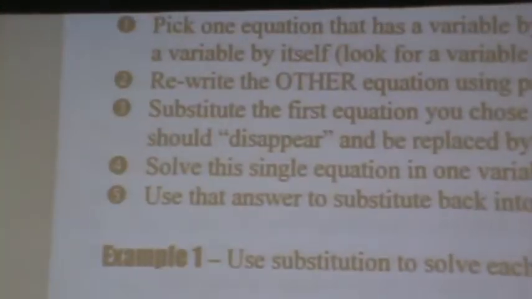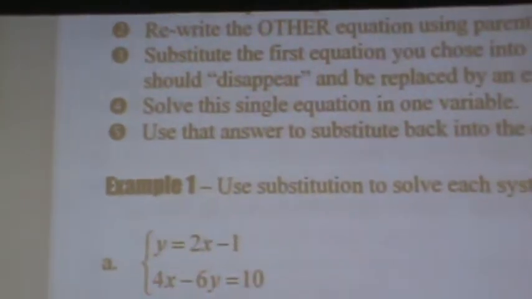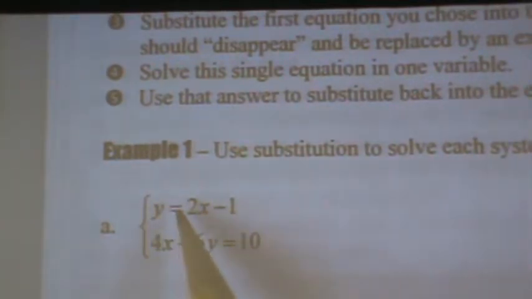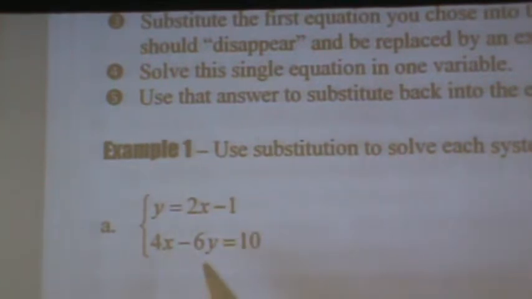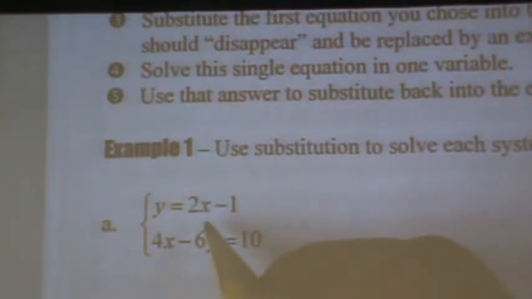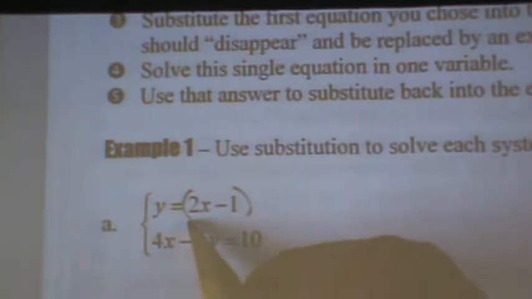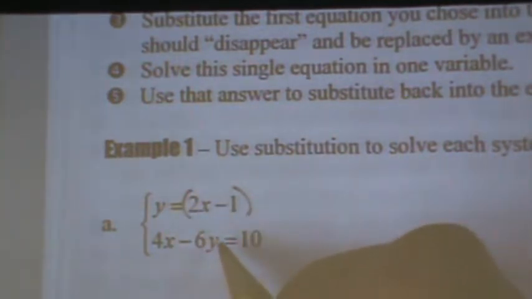Okay, the next method is called substitution. What you're going to notice in substitution is that one of the equations is usually solved for x or y. Think of it as one equation in slope-intercept form and the other one's not. Or they both could be in slope-intercept form. If one of the equations is solved for y or x, you're going to put, I would put parentheses around this. So they're saying y is 2x minus 1.